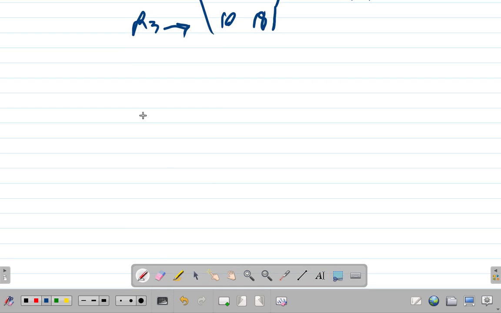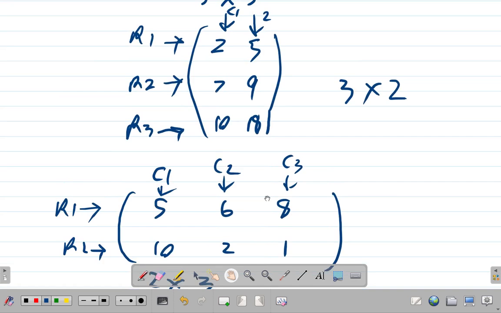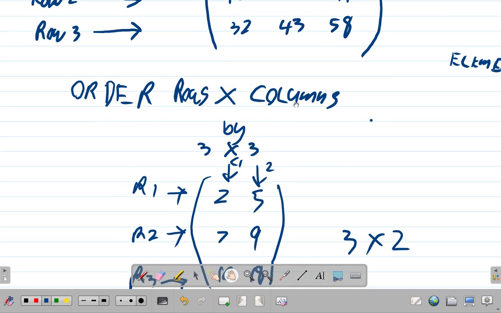If it was a matrix like this, you have 5, 6, 8, 10, 2, 1. This would be a row 1, row 2. So this is a 2 by what? Column 1, going down, column 2, going down here, column 3. 2 by 3 matrix. Do you see that? This is a 2 by 3 matrix. 2 rows, 3 columns. That is the order of the matrix.